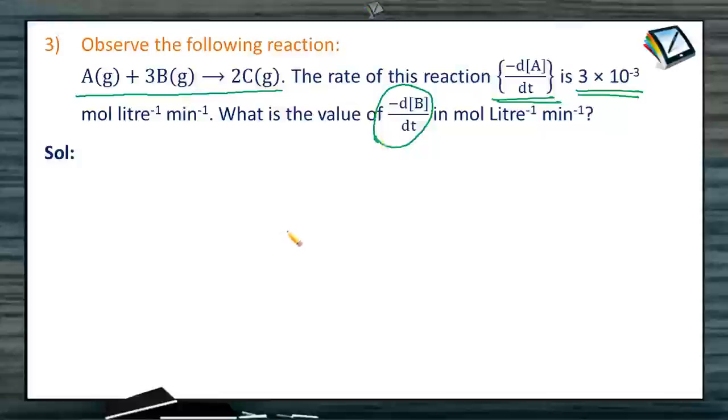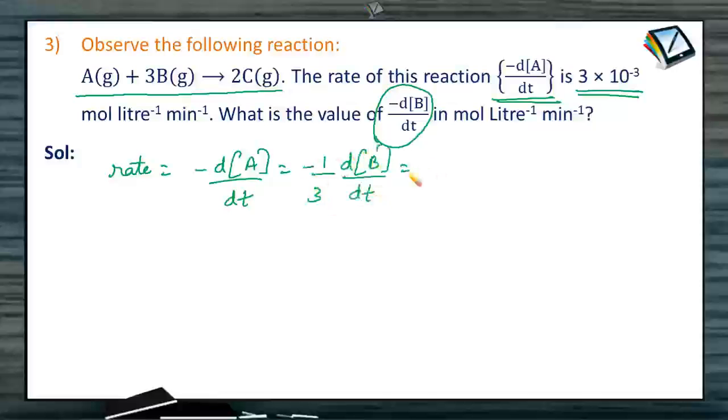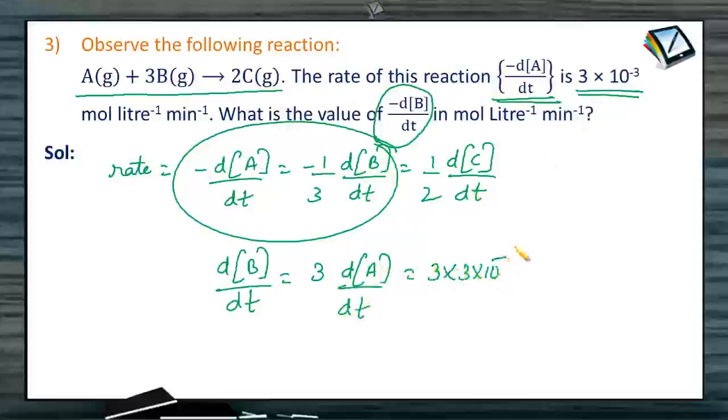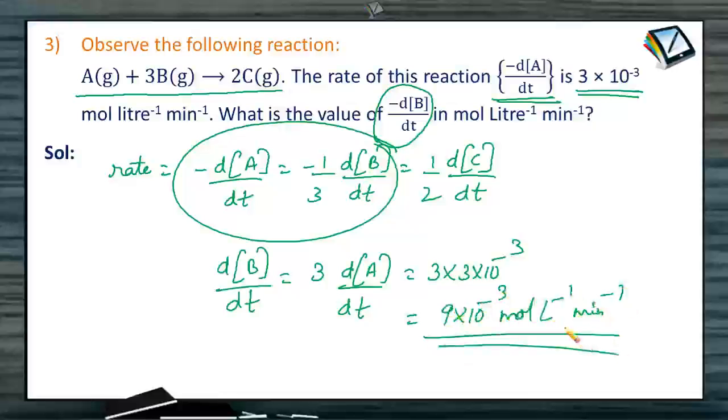First let us write the rate for this reaction. It is like this. Rate is equal to minus dA/dt, which is equal to minus 1 by 3 dB/dt, which is equal to 1 by 2 dC/dt. So now here we need to compare these two. If we want dB/dt, that will be equal to 3 multiplied by dA/dt. And dA/dt is clearly given as 3 into 10 power minus 3. So the answer is 9 into 10 power minus 3 mole liter inverse minute inverse. So that is the answer. Is it clear? Let's move to the next objective.